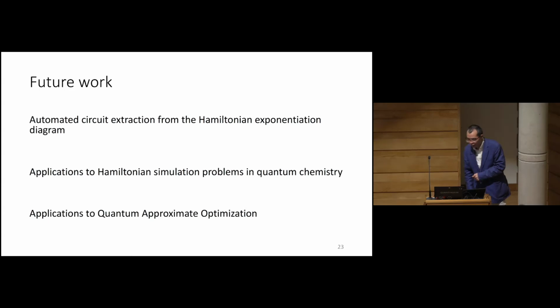Finally, for future work: we just showed a toy example for circuit extraction from the Hamiltonian exponentiation. We want to do automated circuit extraction, and we also want to apply this to Hamiltonian simulation problems in quantum chemistry. Also, as Margarita mentioned, there could be some application to approximate optimization. That's it. Thank you.